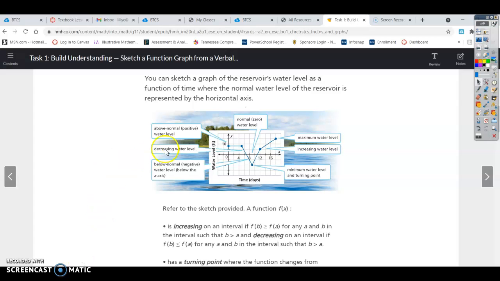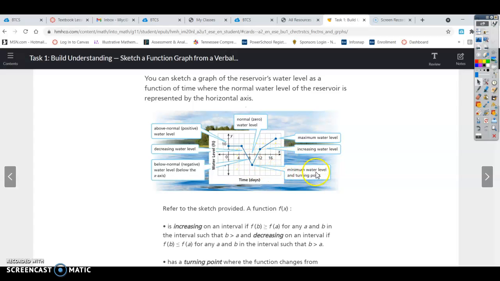So they started out above normal, so this is the positive water level. And then when they decreased it, or they let the water out, this is going down, so it's decreasing the water level. When it gets below zero or below ground level, then that's below normal. That's below the normal level for water, but in this case, it's going to be below the x-axis.